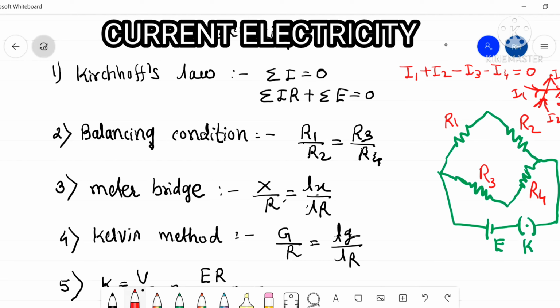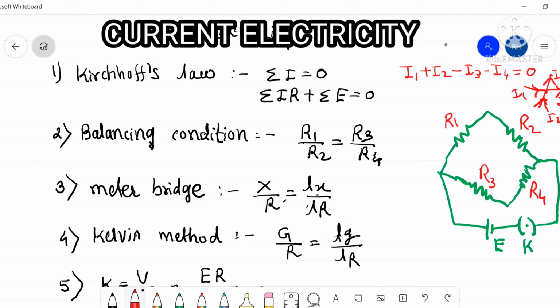According to it, take the sign convention. Towards the junction is taken as a positive sign, away from the junction is taken as a negative sign. Now have you understood, student? Summation of I is equal to 0. It means write this sentence, but remember the expansion of it along with the sign convention.